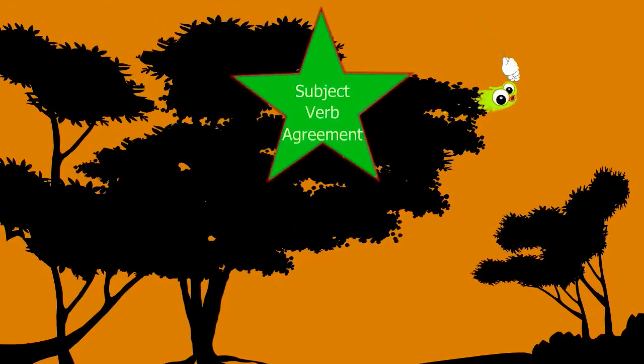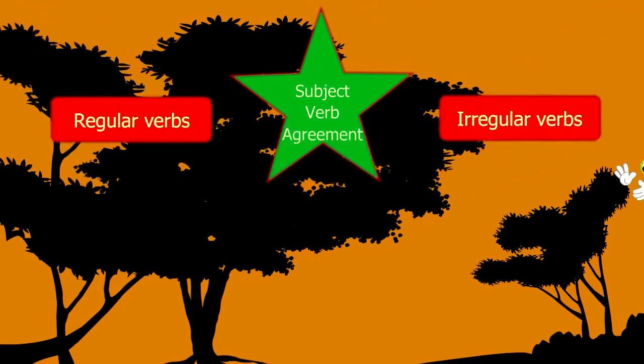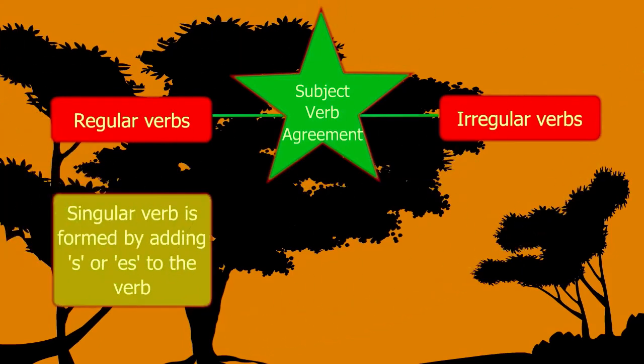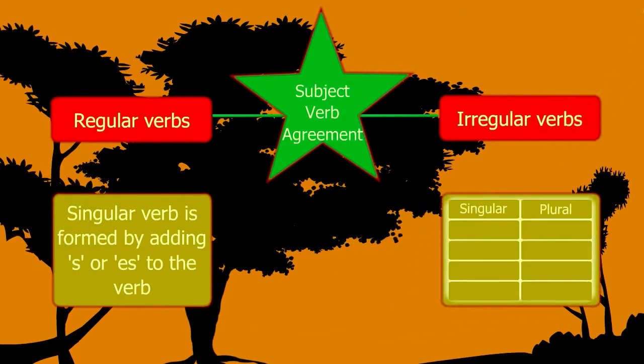In subject-verb agreement, you have regular verbs and irregular verbs. In regular verbs, you must add an s or es at the end of the verb when the subject is singular. Irregular verbs do not change to singular form either by adding s or es. Commonly used irregular verbs are am, is, was, has, etc. The plural of am is are. The plural of is also are. The plural of was is were. And the plural of has is have.